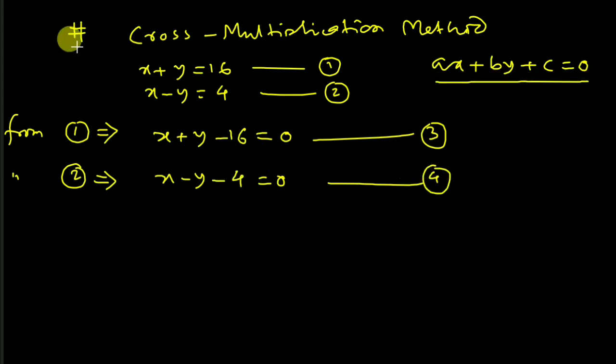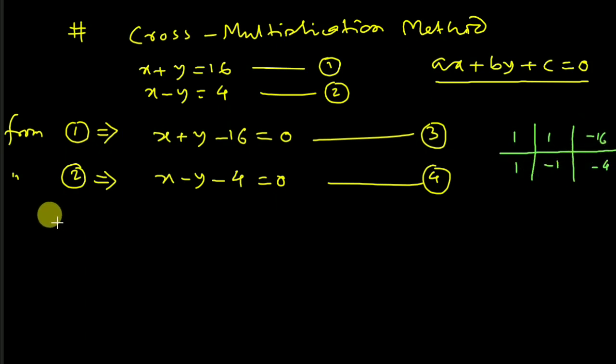Okay, so now you have to understand the cross multiplication method. What are the coefficients? These coefficients are very important. You just observe that the coefficients are respectively 1, 1, that is the coefficient of x is 1, coefficient of x is 1. Here the coefficient of y is 1, coefficient of y is minus 1. So 1, minus 1, and the independent constants are minus 16 and minus 4. Okay, this pattern is created.